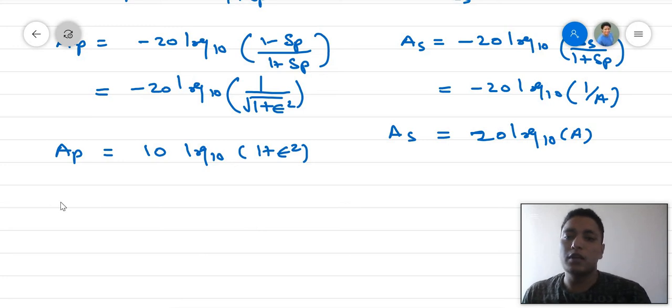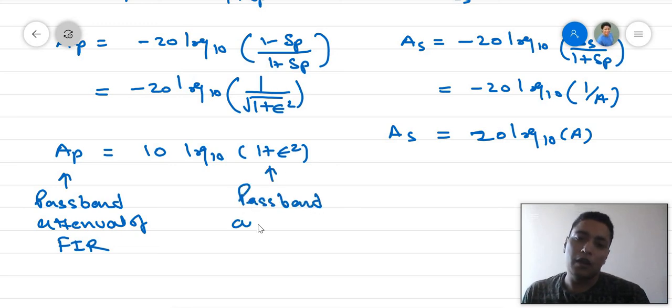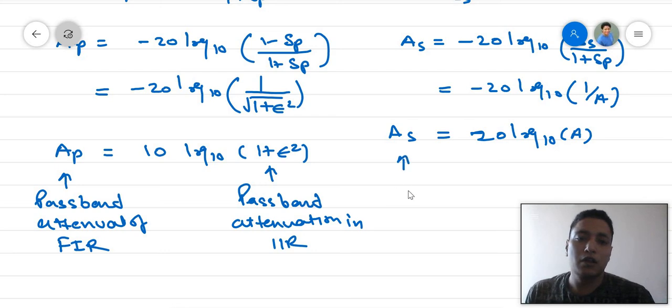So we have found the relationship between the passband attenuation of the FIR and the passband attenuation in the IIR. Similarly, AS is the stopband attenuation in the FIR.